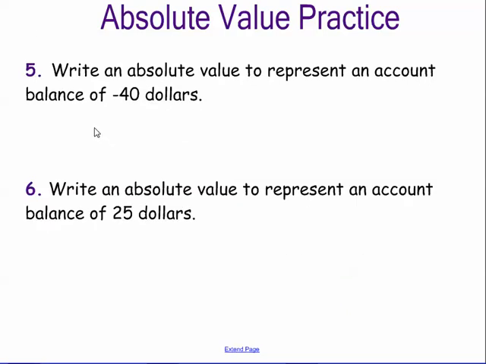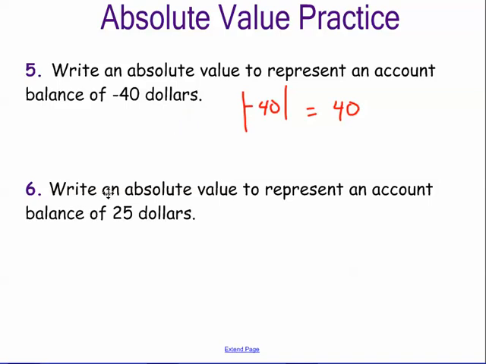All right. Okay, we're also going to talk about real world situations. So write an absolute value to represent an account balance of -$40. So if I have -$40 and I want to know the absolute value, that would be 40. The absolute value would be 40. Okay, so that means you are $40 away from breaking even or being back at 0.